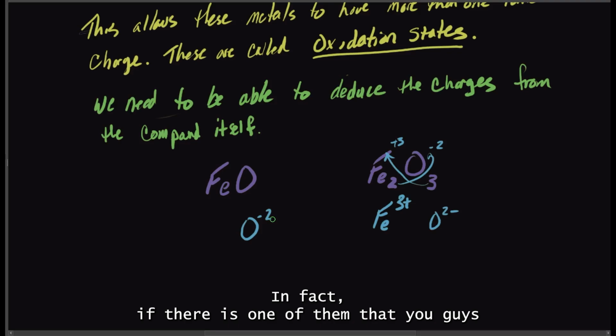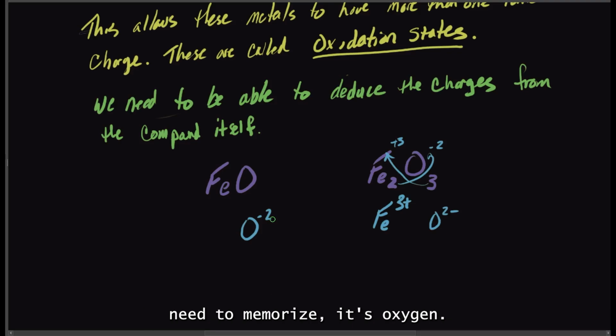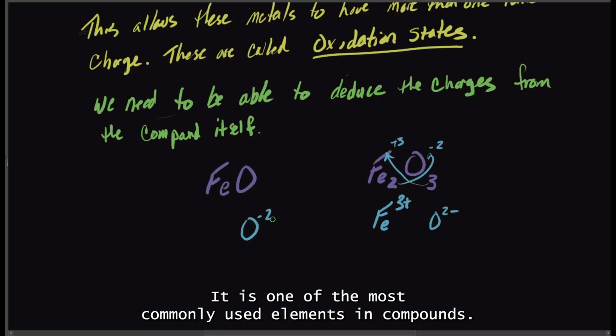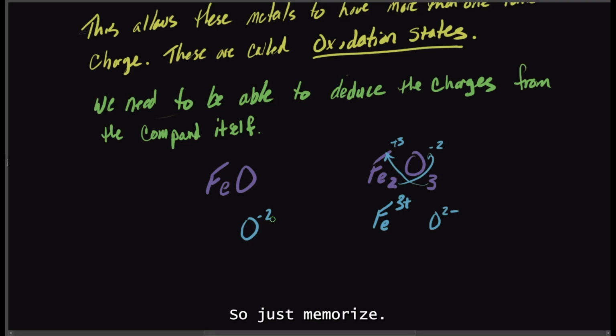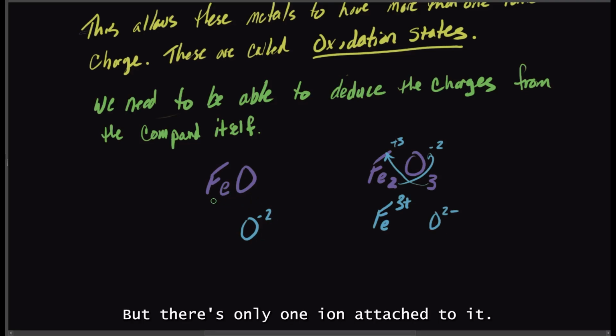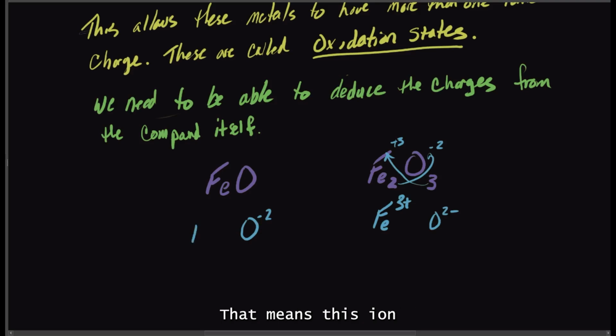In fact, if there's one you guys need to memorize, it's oxygen. Oxygen is -2. We use it as an example all the time. It is one of the most commonly used elements in compounds. So just memorize oxygen is a -2 charge. But there's only one iron attached to it, and so if the charges have to balance, that means this iron has to be a +2.